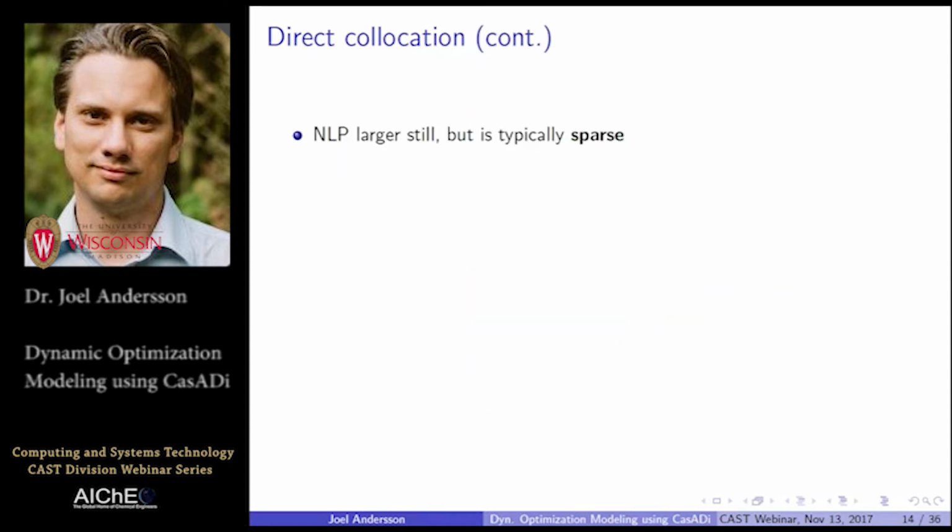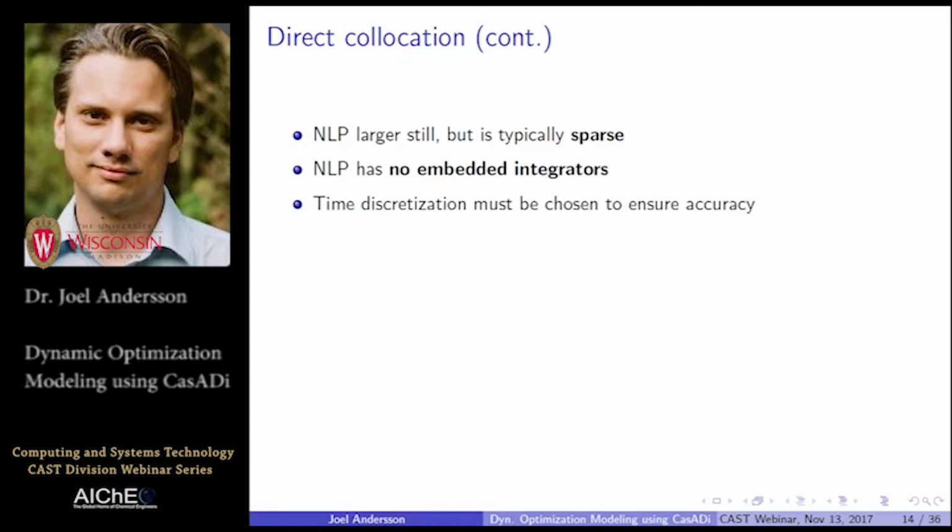Well, anyway, so what do we have? In direct collocation, we have an even larger NLP, but in this case, it's not only block sparse, it's actually typically very sparse. We no longer have embedded integrators, which is convenient. But there are other issues. For example, you need to make sure that you choose a suitable time discretization. You end up with a very large problem, so you need to be careful in how you solve the NLP.